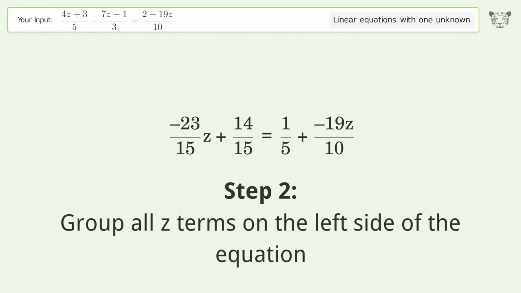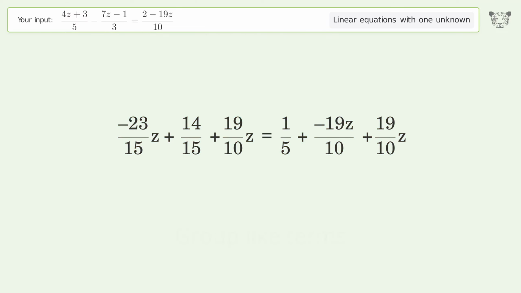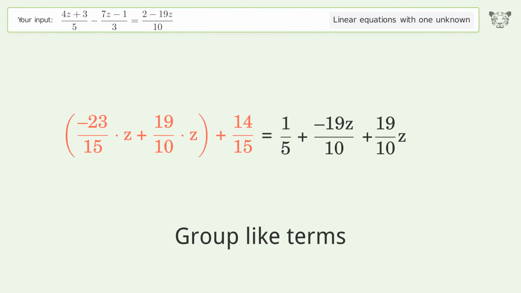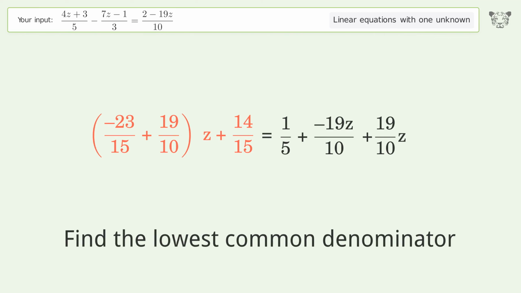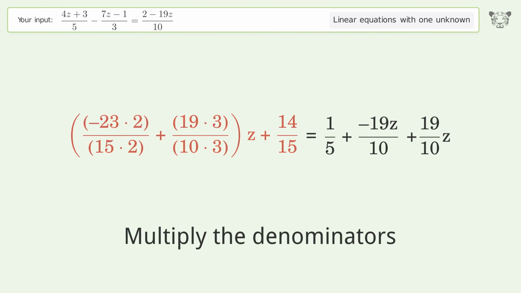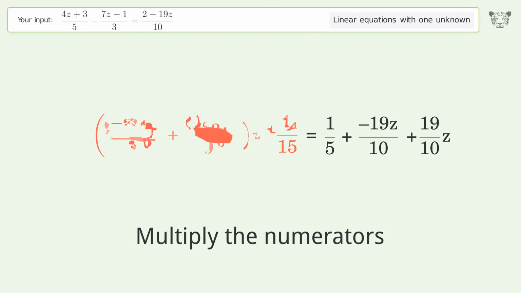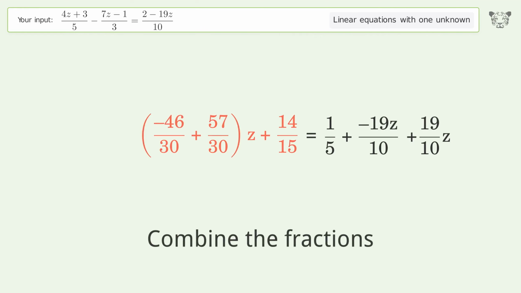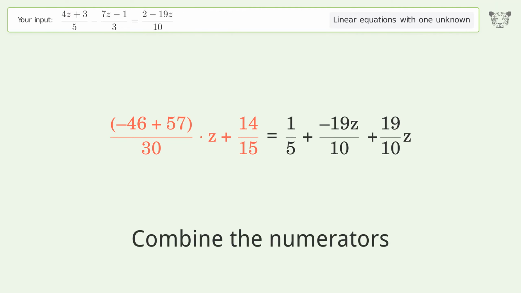Group all z terms on the left side of the equation. Add 19/10z to both sides. Group like terms. Group the coefficients. Find the lowest common denominator. Multiply the denominators. Multiply the numerators. Combine the fractions. Combine the numerators.